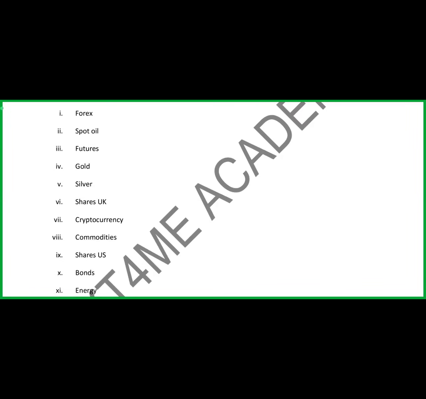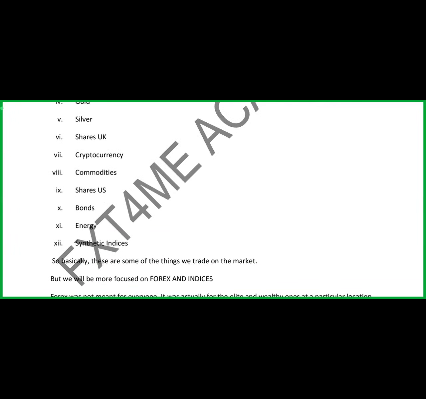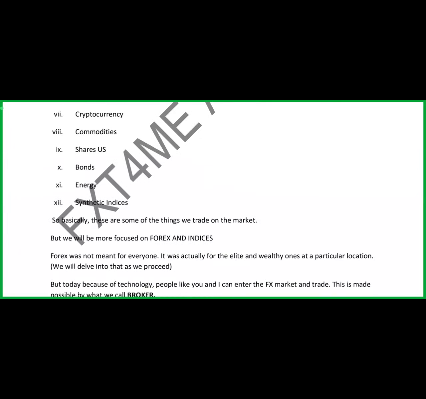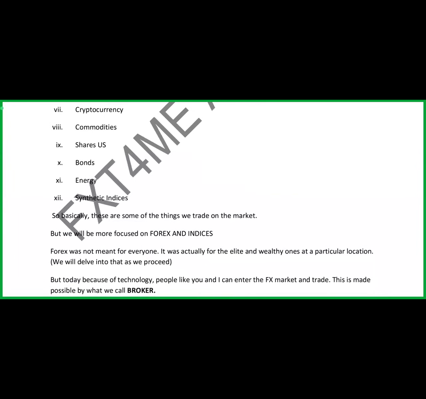We have shares. We have shares in the UK, shares in the US, cryptocurrency, commodities, bonds, energy. An example of energy is crude oil. We have the US oil, UK oil, Brent, and so on. That's how they call their names. And we have synthetic indices. These synthetic indices are a different perspective on their own. That's where we talk about Deriv. Deriv provides synthetics, and other brokers have now started providing it too. Don't worry, we'll talk much about them. So basically, these are some of the things we trade in the market, but we will be more focused on Forex and indices.